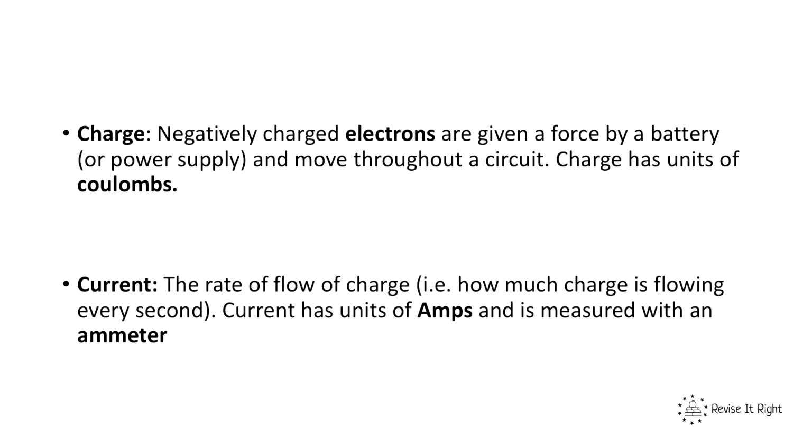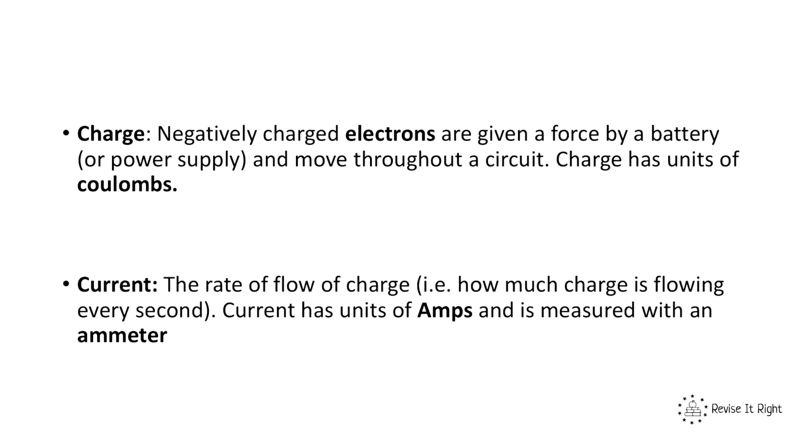Now before we get on to talking about electricity, we need to learn a couple of key words, and the first of which is charge. So by charge, we mean that negatively charged electrons are given a force by a battery and move throughout a circuit. Charge has a unit of coulombs.